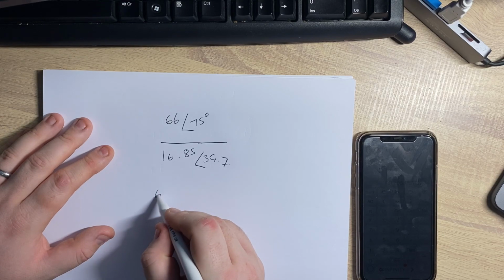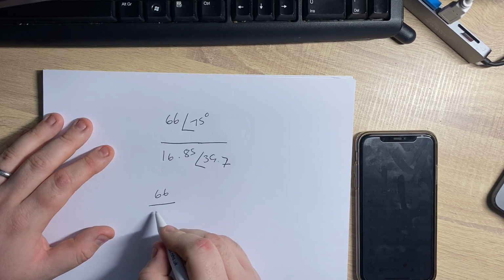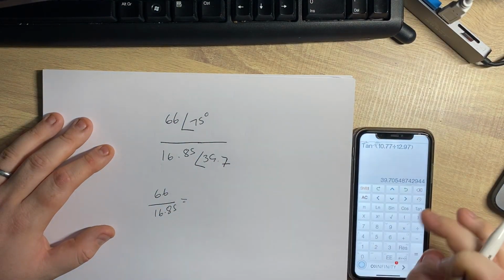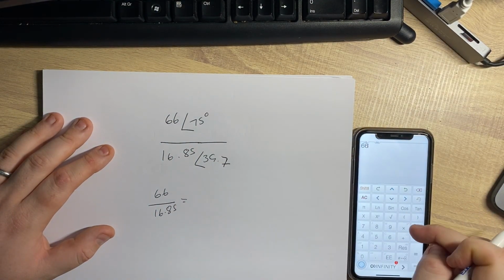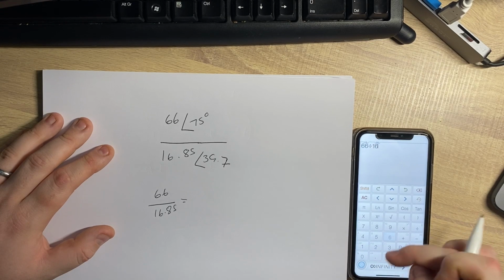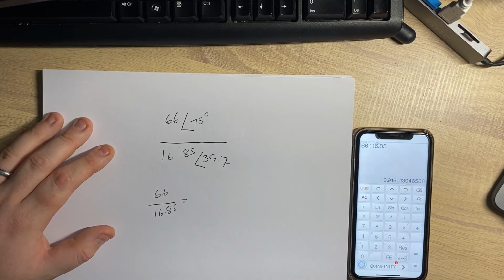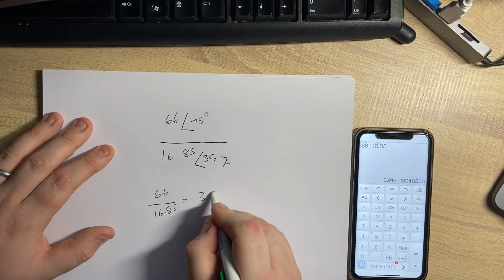So in this case here it would be 66 divided by 16.85, and that'll give us the scalar. So 66 divided by 16.85 gives us 3.91.